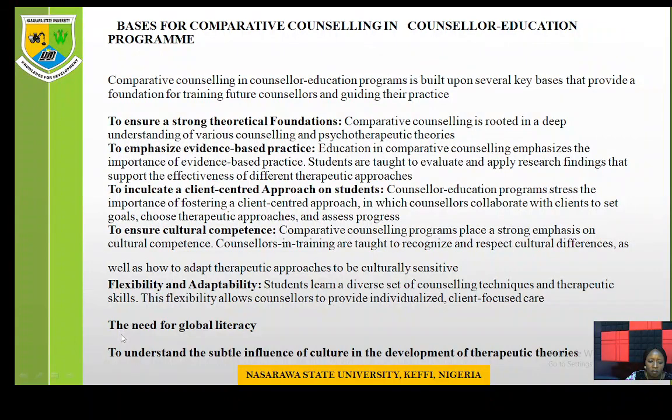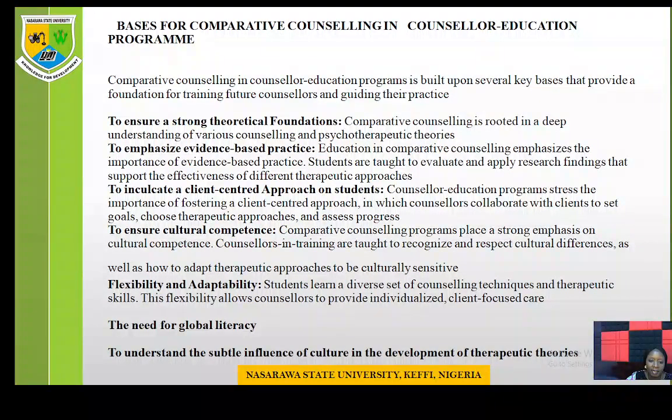One last reason I want to talk about in this lecture this afternoon, but these are not all, is the fact that we teach this course for the purpose of global literacy. You don't stay here in Nsuk in the Department of Guidance and Counseling and tell yourself that the entire world ends in Nsuk in the Department of Guidance and Counseling. Sorry.